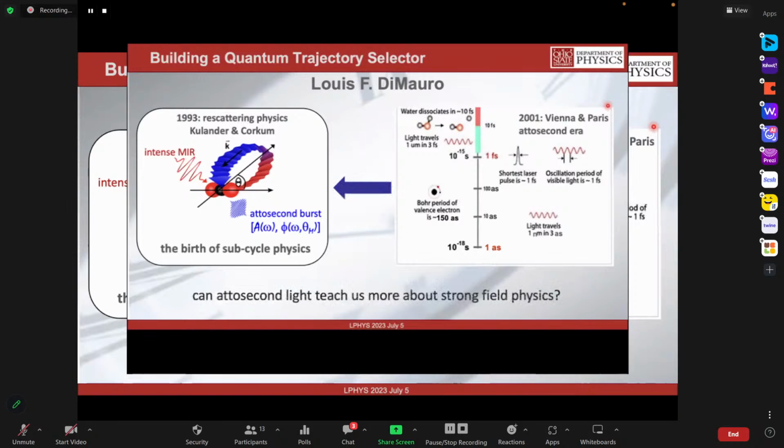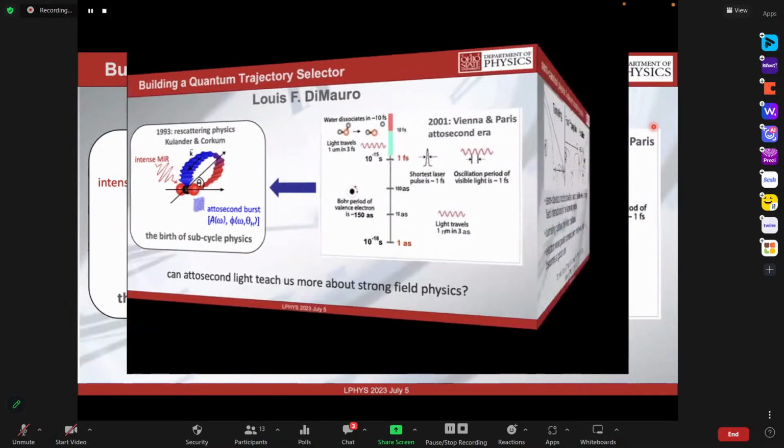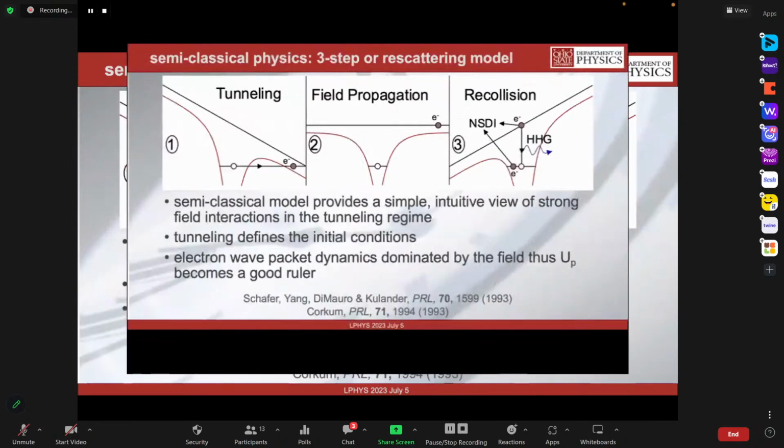What I'd like to do today is reverse roles. In other words, how can we now use attoseconds to learn more about strong field physics? I hope to convince you that this is a new paradigm for performing and broadening strong field physics, and I'll try to demonstrate that in this talk. I think everyone here is familiar with the three-step model: tunneling followed by propagation in the field, and then those trajectories that return could recollide with the core. This very intuitive picture of strong field physics is defined by tunnel ionization. That is, its initial conditions are defined by tunneling. Afterwards, the field dominates in step 2 and drives step 3.